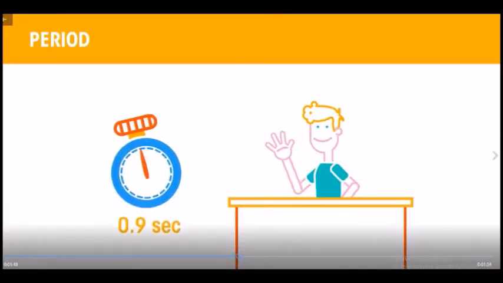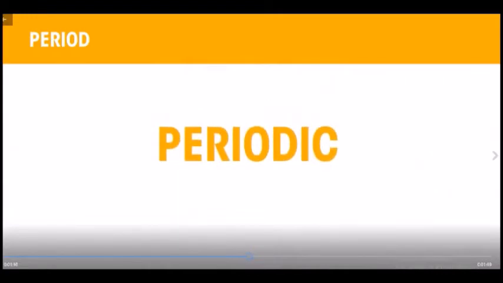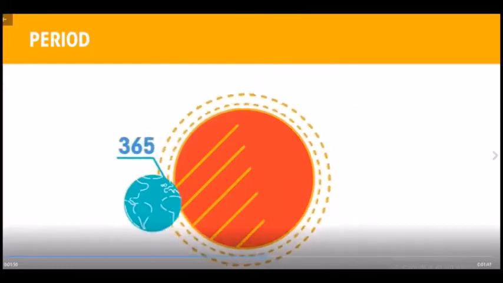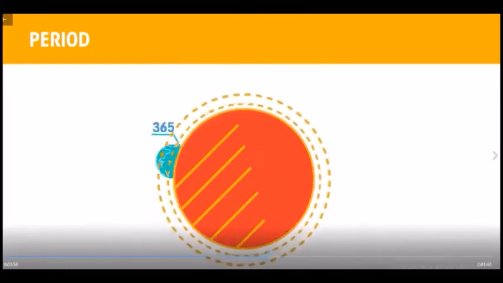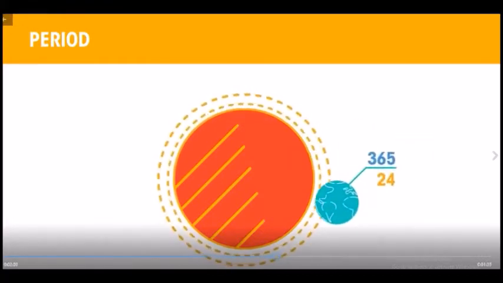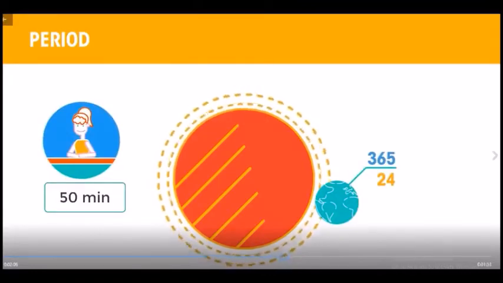When something happens repeatedly, we say it is periodic. For example, the period of the Earth to orbit the Sun is 365 days. The period of the day is 24 hours. And the period of a class at school is about 50 minutes.